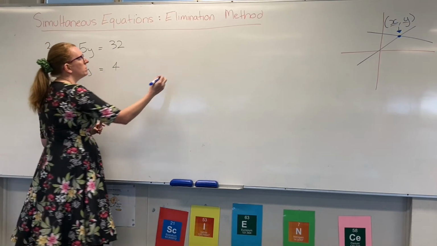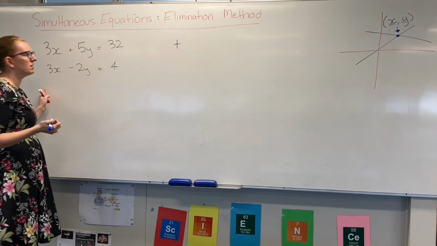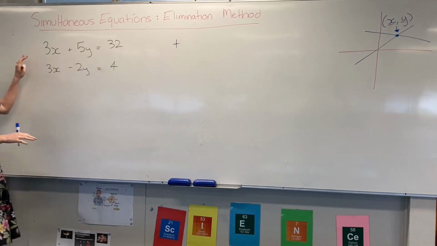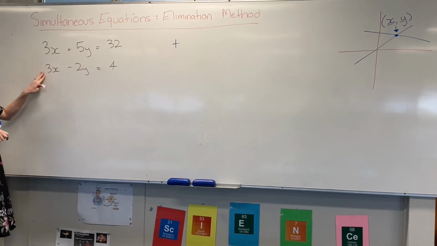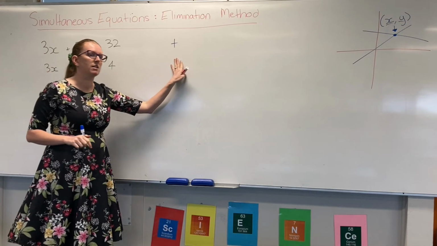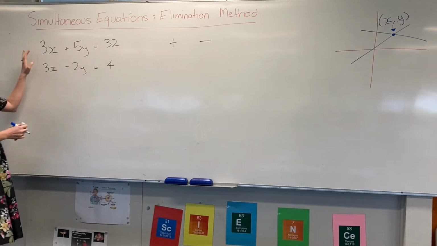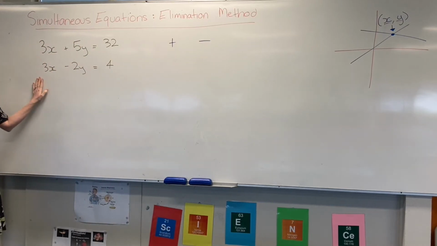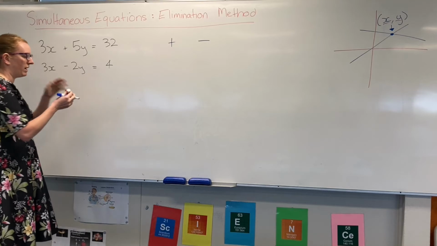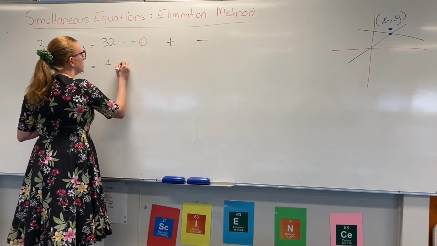Now, I said before, with elimination you can either add your equations together to eliminate one. So let's see if that would work. 3x plus 3x would give me 6x. So I must not be adding this time. I must be subtracting. So let's try. 3x take away 3x gives me 0x. Perfect. So first I'm going to label my equations.